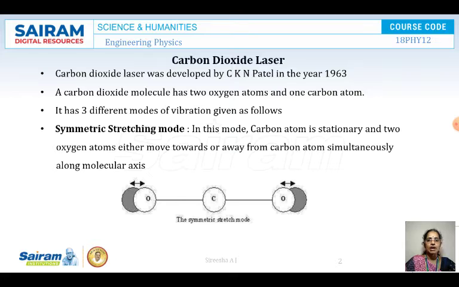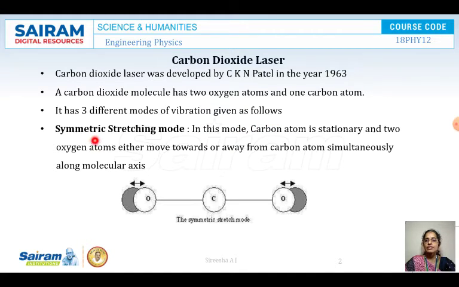What is a carbon dioxide laser? Carbon dioxide laser consists of two oxygen atoms and one carbon atom. You can see here, it consists of two oxygen atoms and one carbon atom. See, there are three different modes of vibrations given as follows. What are the three different modes?